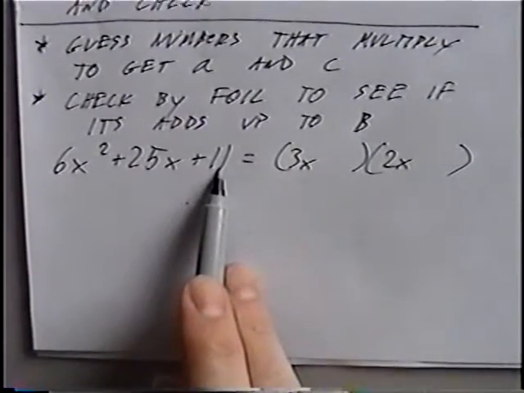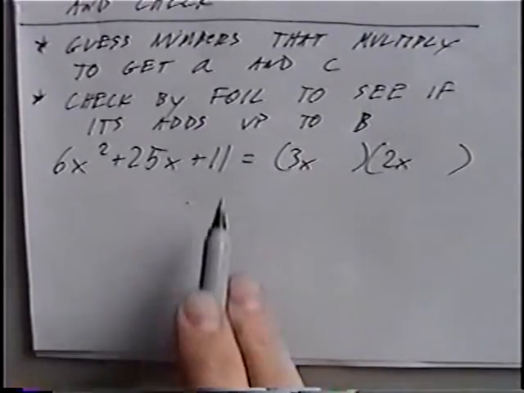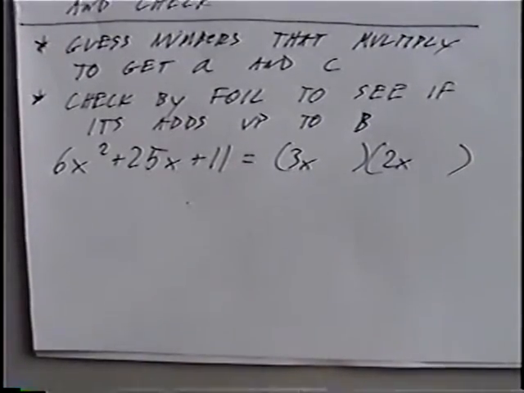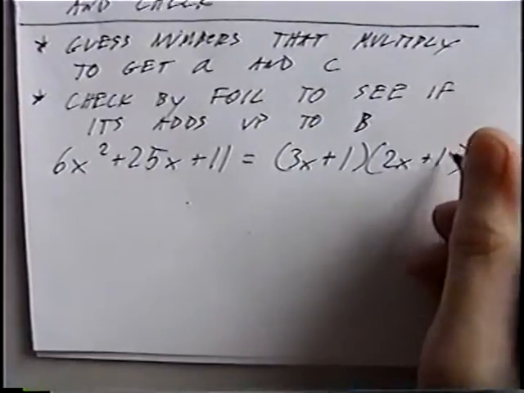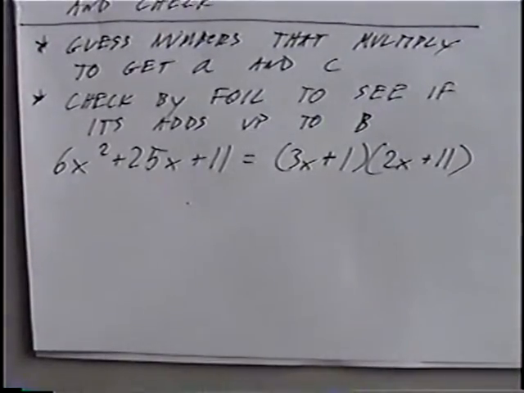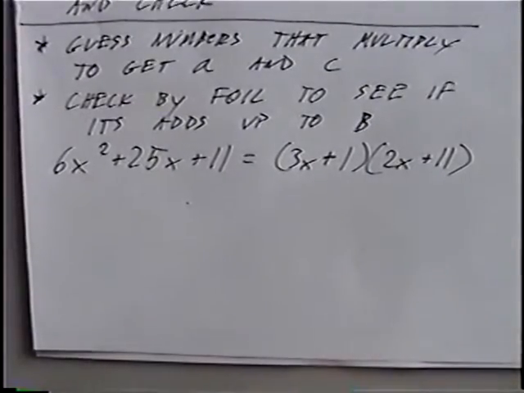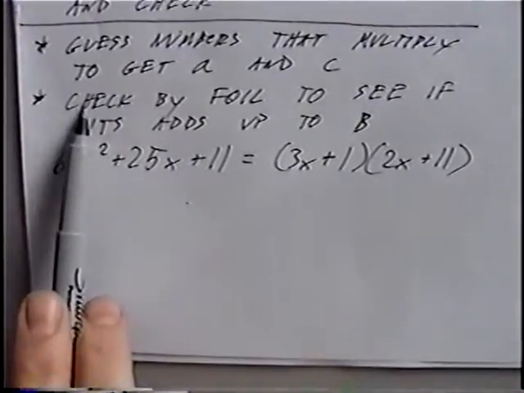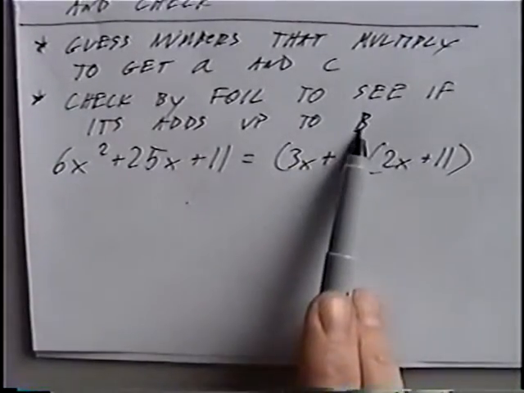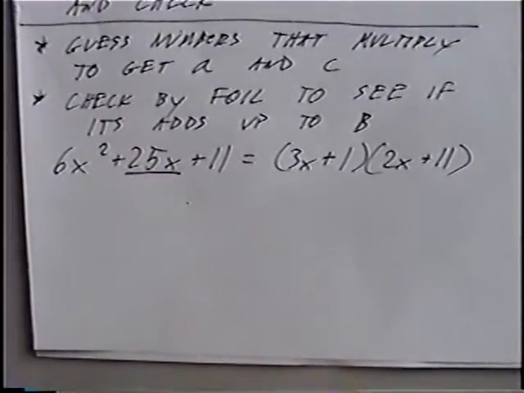The last number 11, which is c, we need two numbers that multiply to get c. In this case, there's only two numbers that multiply to get 11. That's 11 and 1. I'll put plus 1 for the first parentheses and plus 11 for the second parentheses. But again, by guess and check, you can move these numbers around to see if it matches up. This is one possible answer. To check the answer, you want to check by FOIL to see if it adds up to b. We need the middle number to be 25x.